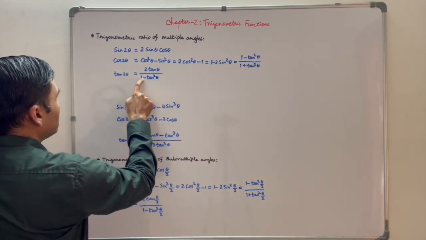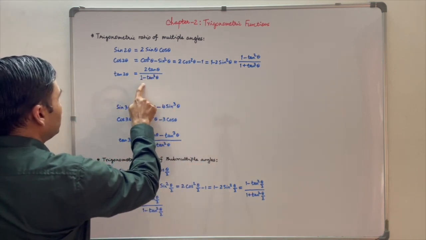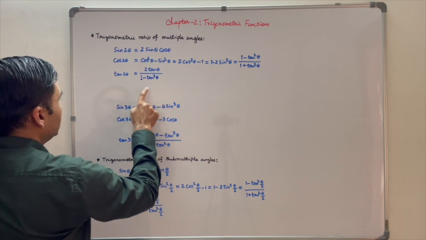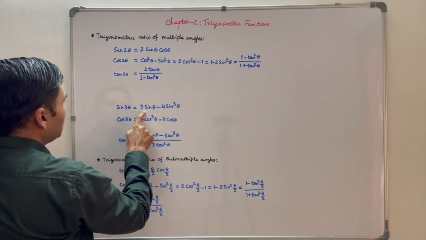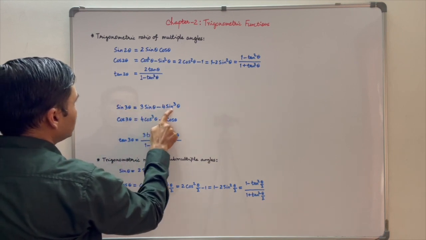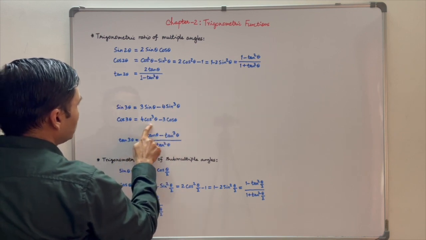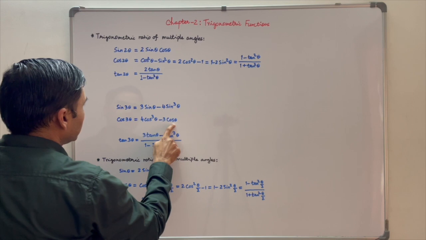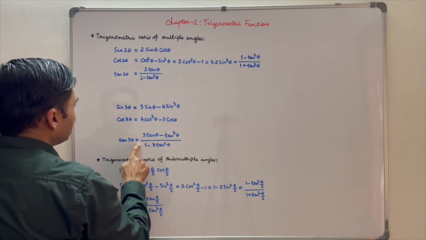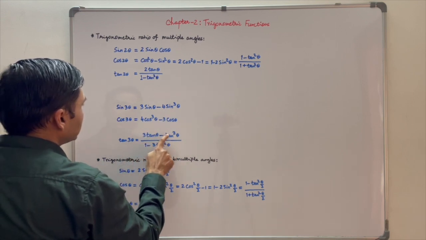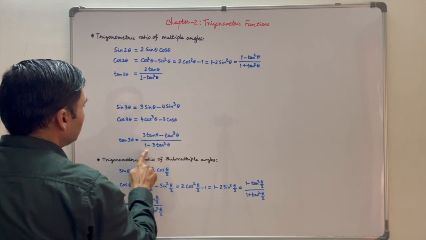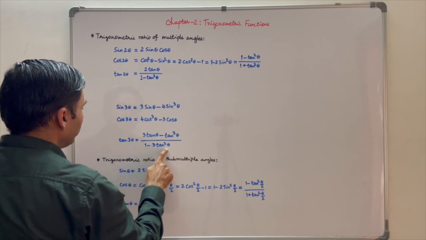Tan 2 theta is equal to 2 tan theta upon 1 minus tan square theta. Sin 3 theta is equal to 3 sin theta minus 4 sin cube theta. Cos 3 theta is equal to 4 cos cube theta minus 3 cos theta. Tan 3 theta is equal to 3 tan theta minus tan cube theta upon 1 minus 3 tan square theta.